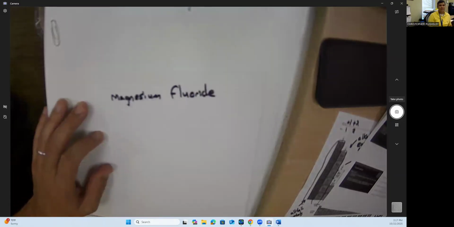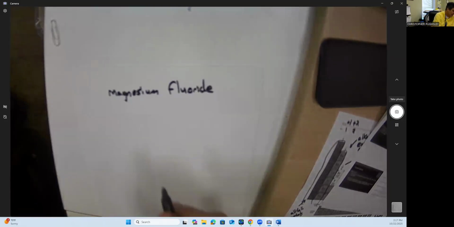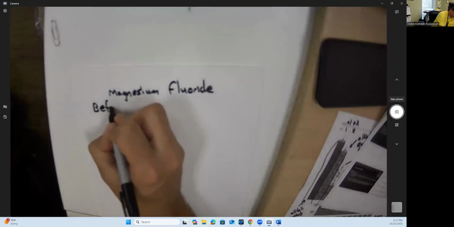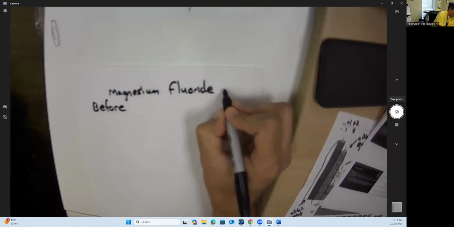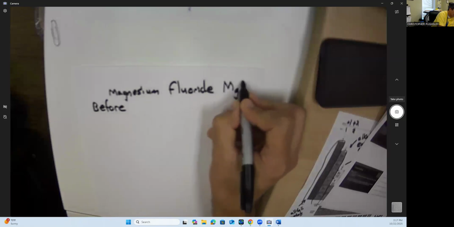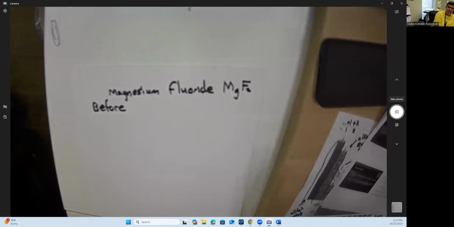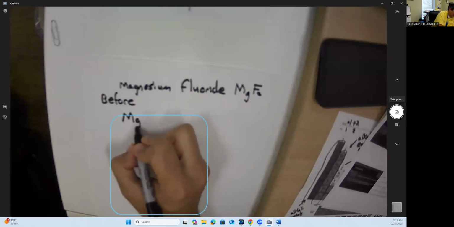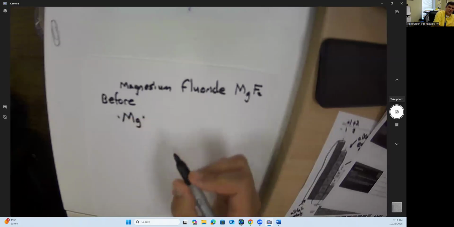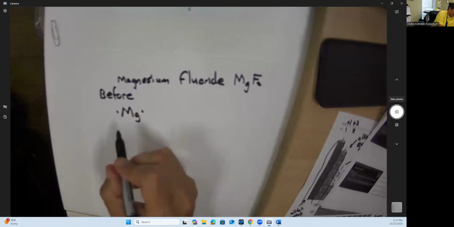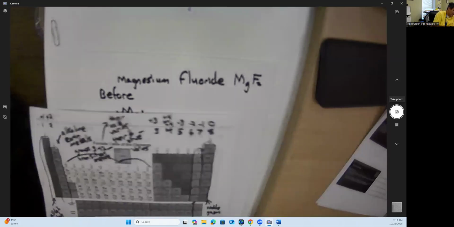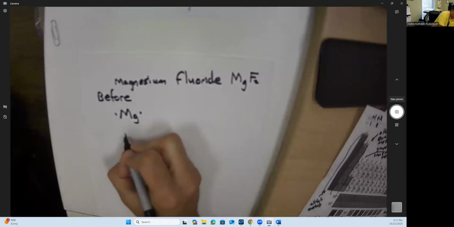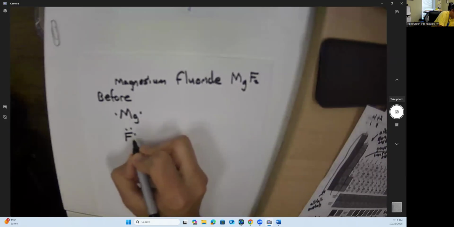Okay, magnesium fluoride is a compound, and so we're going to do the before. The magnesium fluoride is going to be MgF2. I'm going to tell you how we know that just a little bit later, but not right now. So before, we're going to do magnesium with 2 valence electrons. So 1, 2, and it doesn't matter where you place them. Fluorine has 7 valence electrons. And I'm going to do 2 fluorine atoms.